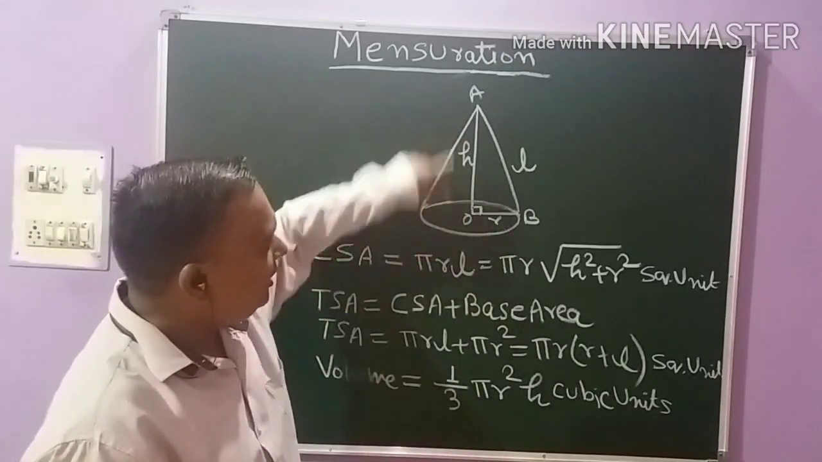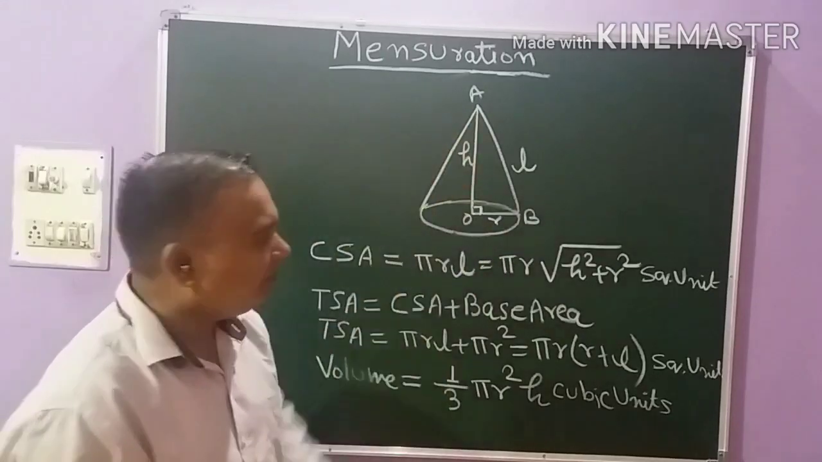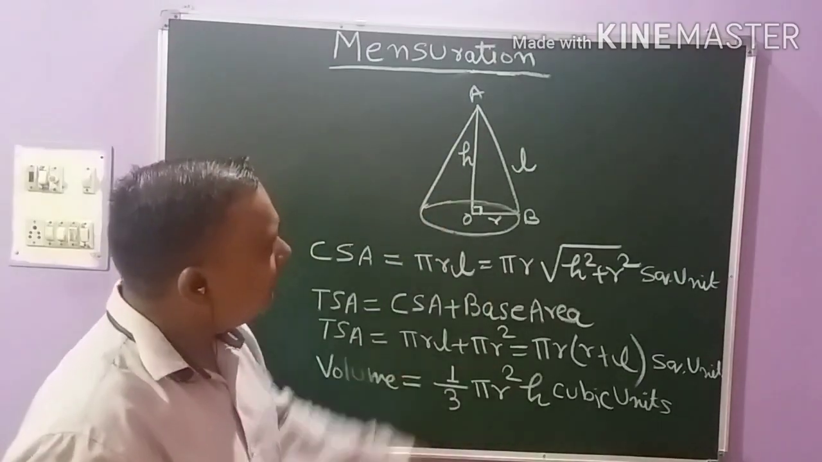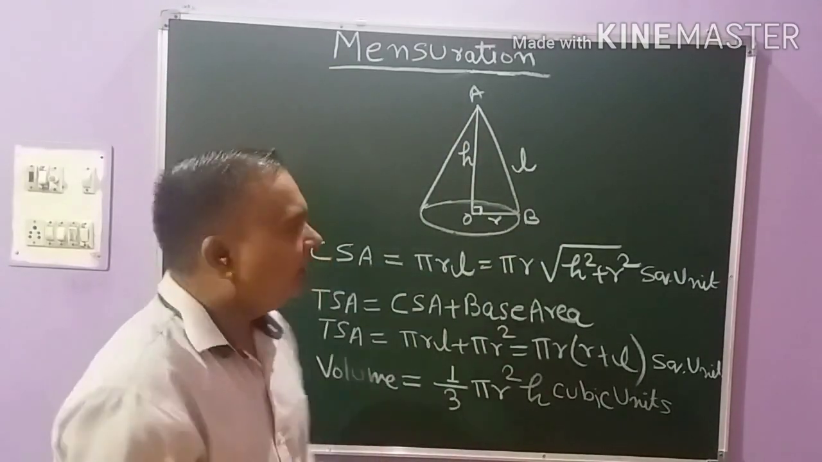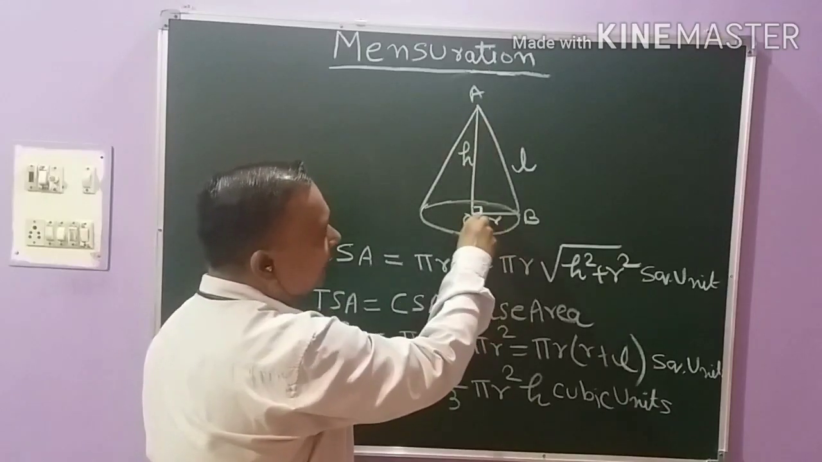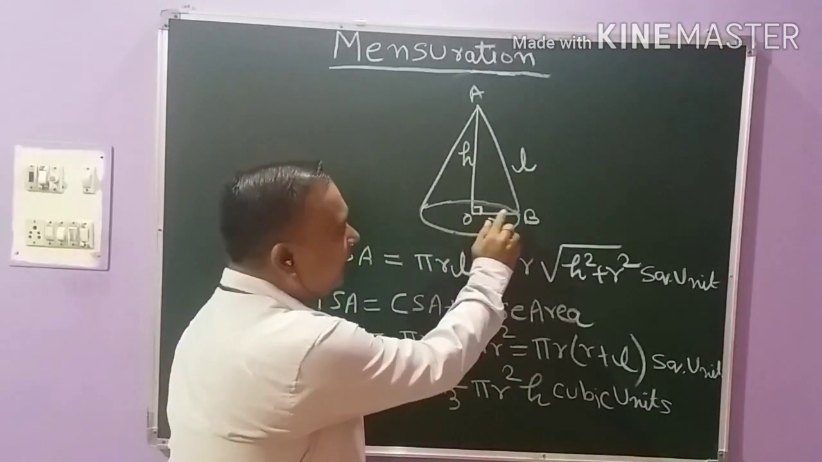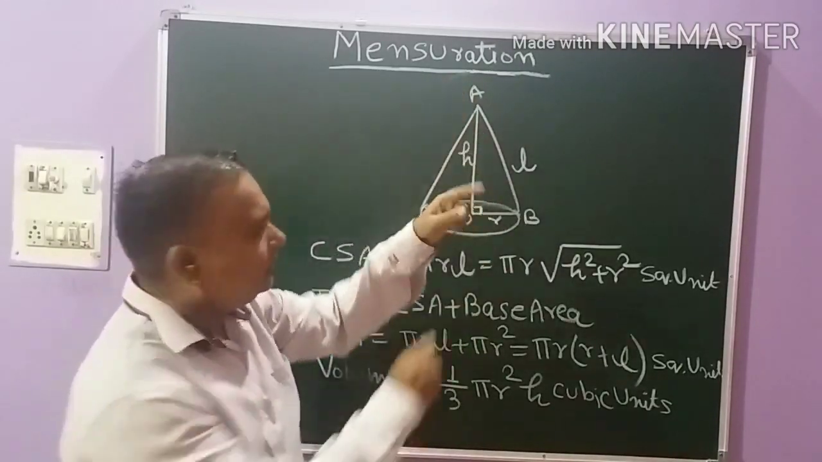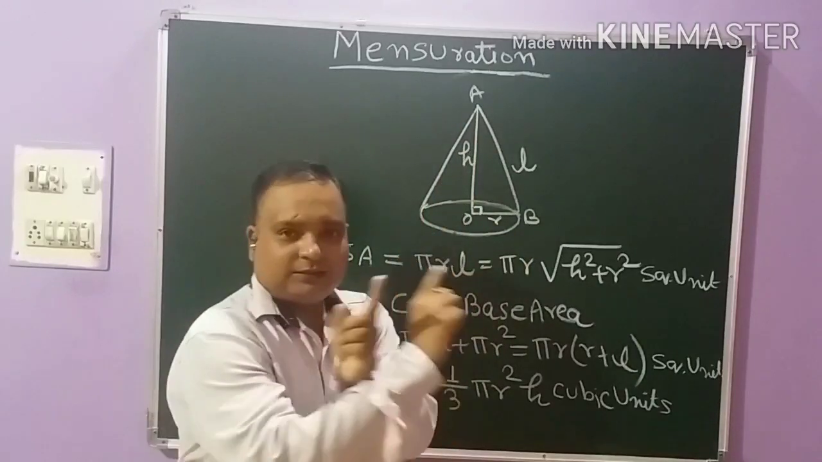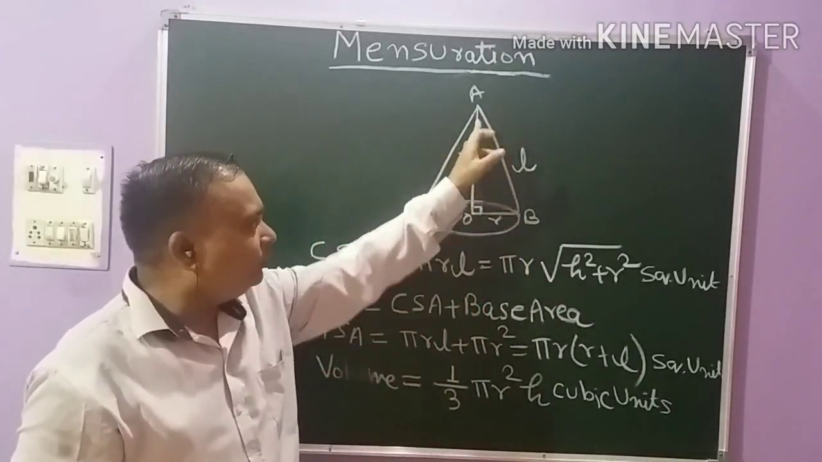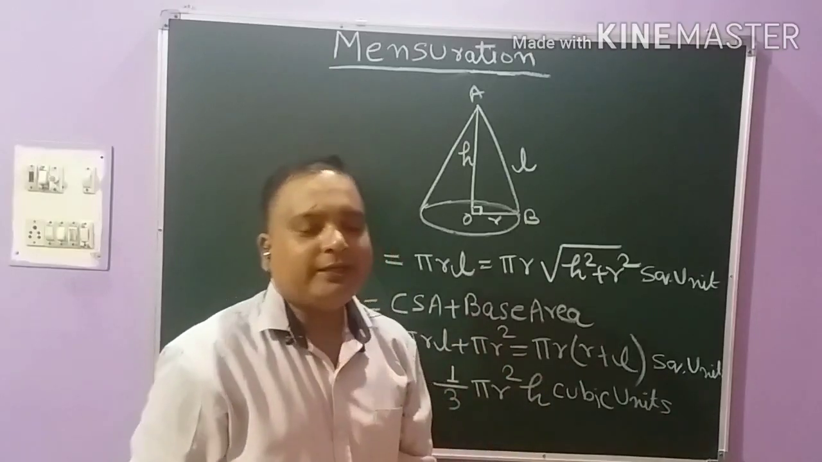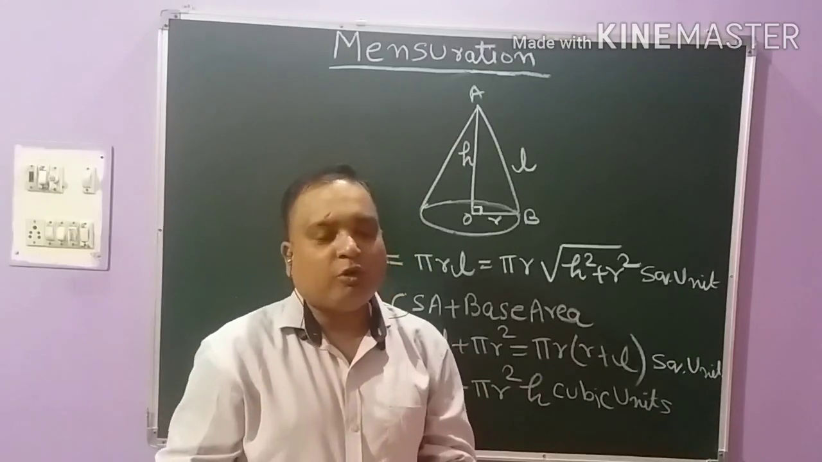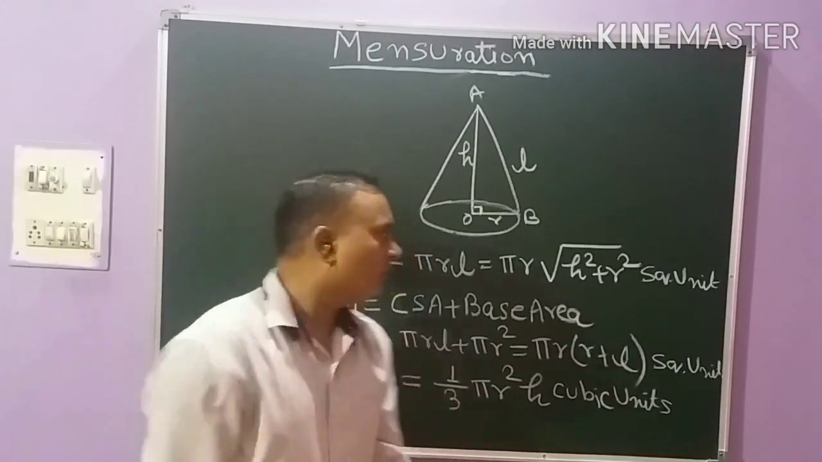For example, AOB is a right angle triangle where OB is the base, OA is the perpendicular, and AB is the hypotenuse. Now if I rotate this right angle triangle about any one side, for example, if I rotate with respect to this perpendicular, it will rotate like this. So when I rotate a right angle triangle about its perpendicular or any other side, the object is changed from right angle triangle to cone.